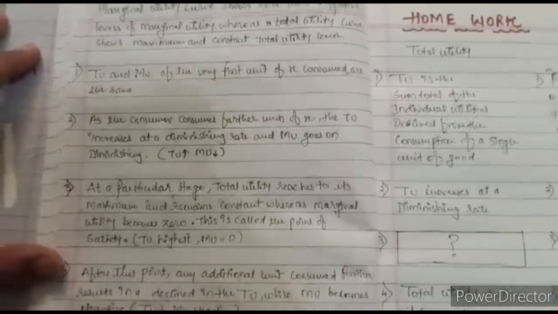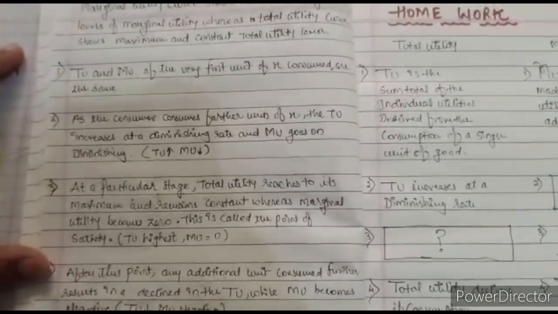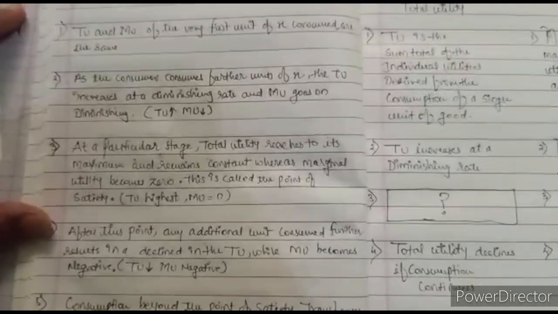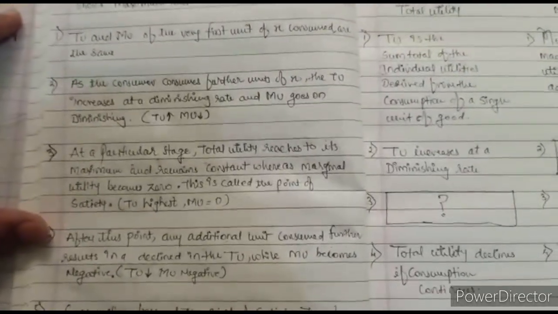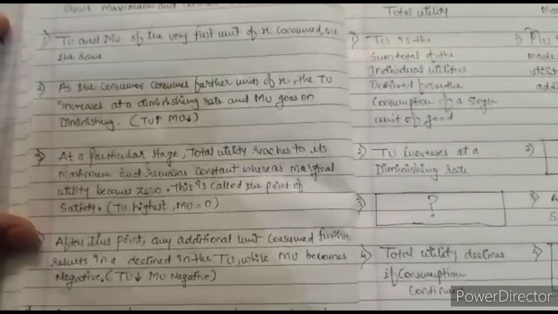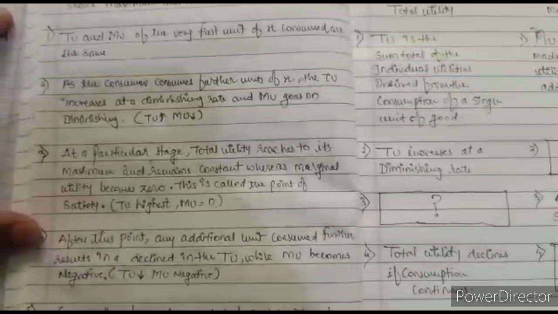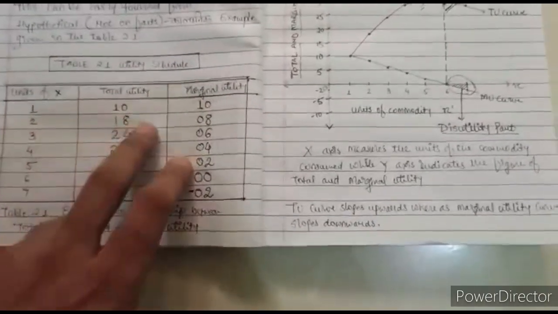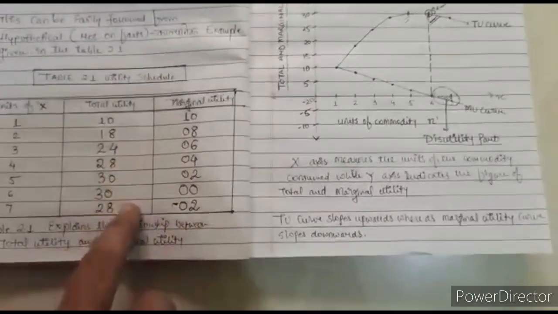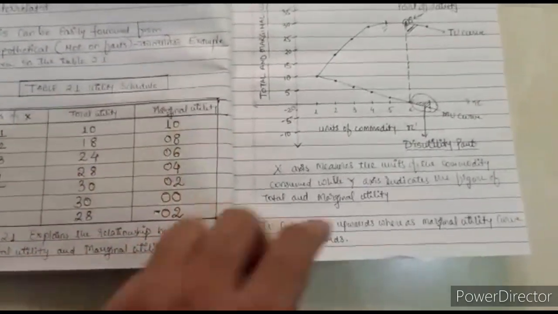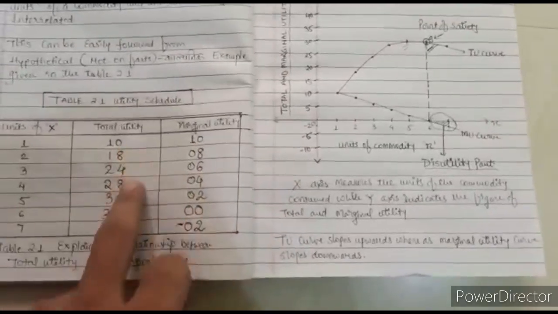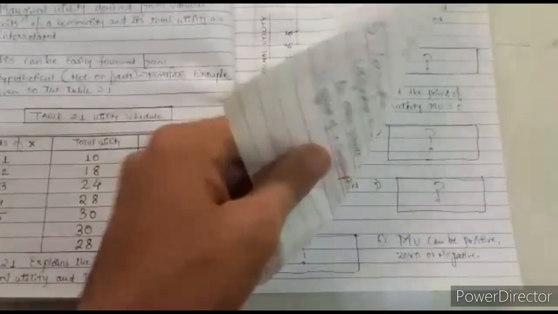Point number 1, TU and MU of the very first unit of X consumed are the same. Point number 2, as the consumer consumes further units of X, that is mangoes, the TU increases at a diminishing rate and MU goes on diminishing. That means when he eats the first mango, both TU and MU are 10, but after eating the second, it should be 20, but it is increasing at a diminishing rate, and MU is decreasing. So this is what the second point says.